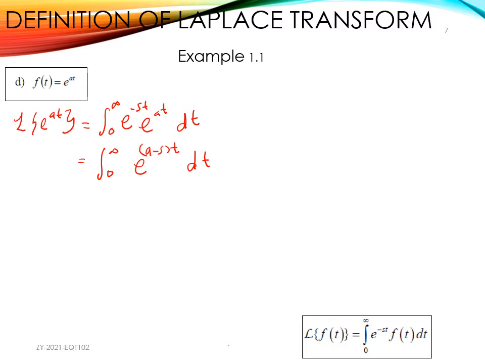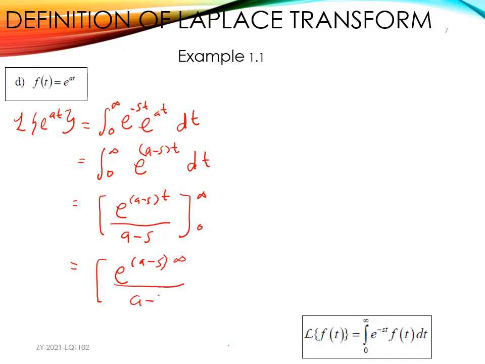So you now know how to integrate this, right? It will be exponent, the same thing, divided by the coefficient of t, from 0 to infinity. Next, we substitute the limit. You will get exponent a minus s, substitute on t, divided by a minus s, minus exponent a minus s times 0, divided by a minus s. So we'll continue here.